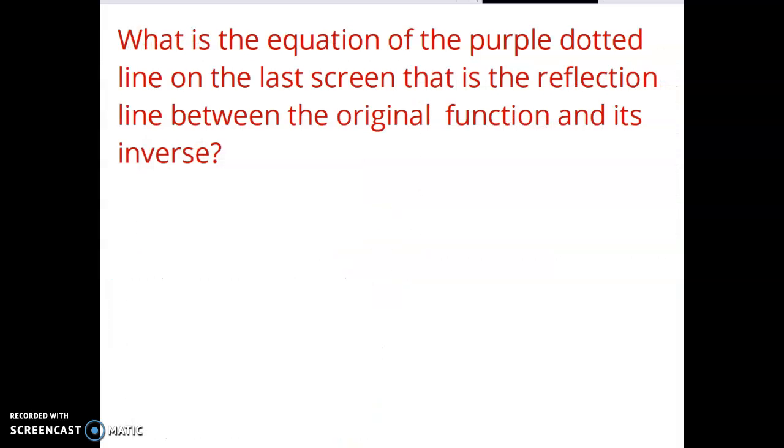Okay, do you remember what I said? A couple times I've said this. The equation of the purple dotted line, that mirror line, is what? Well, it's the line y equals x. That's really important to know, that our function and its inverse are reflections of each other across the line y equals x.